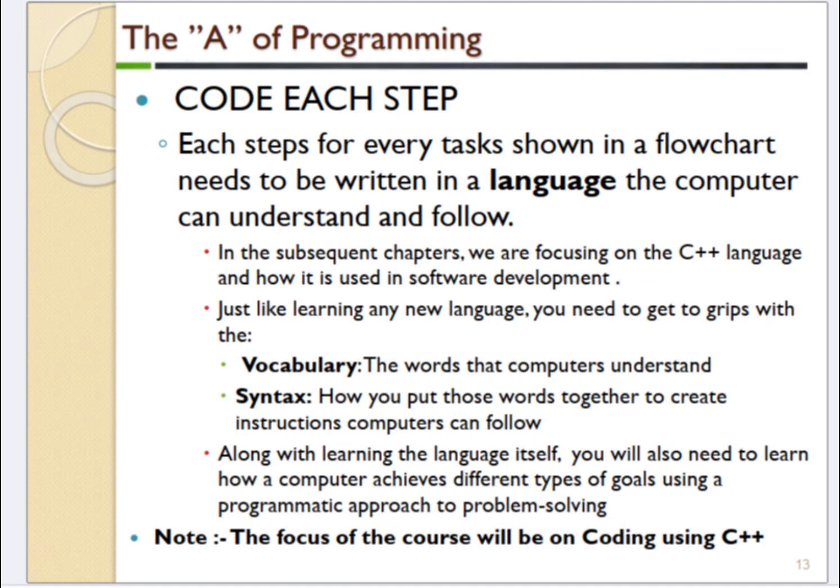Code each step. Each step for every task shown in a flowchart needs to be written in a language that the computer can understand and follow. In the subsequent chapters, we are focusing on the C++ language and how it is used in software development.